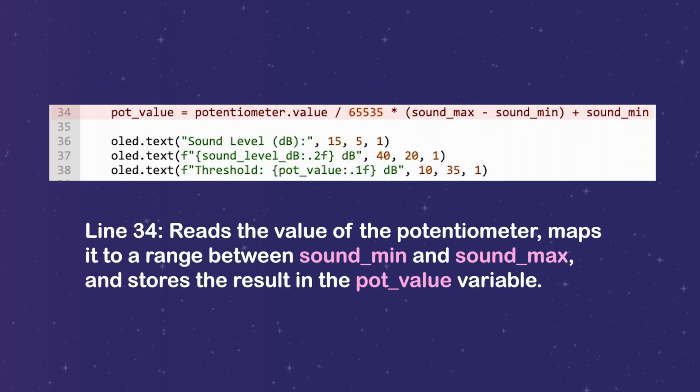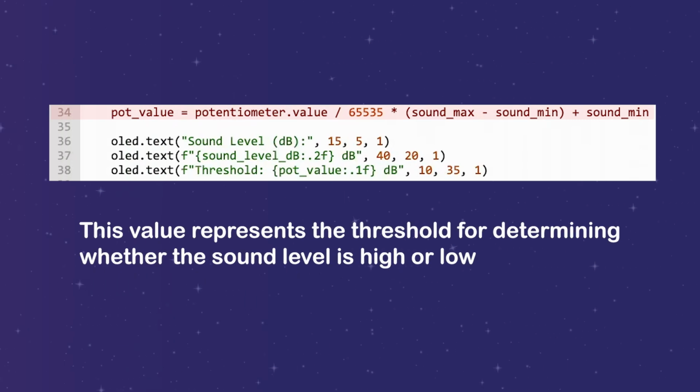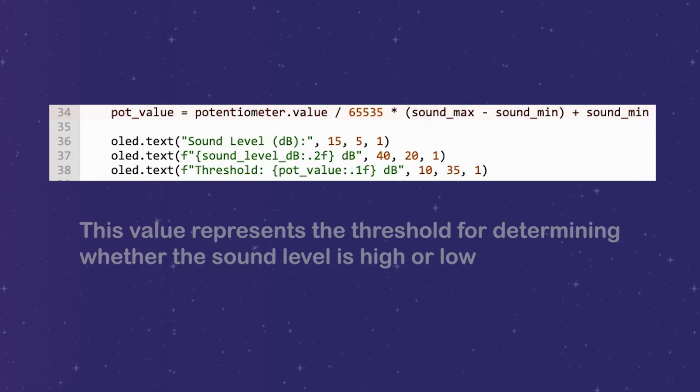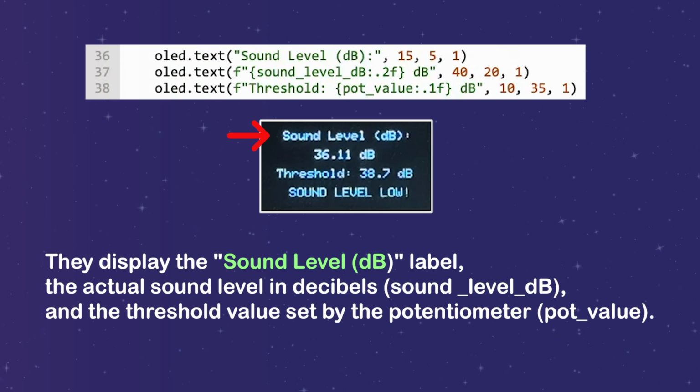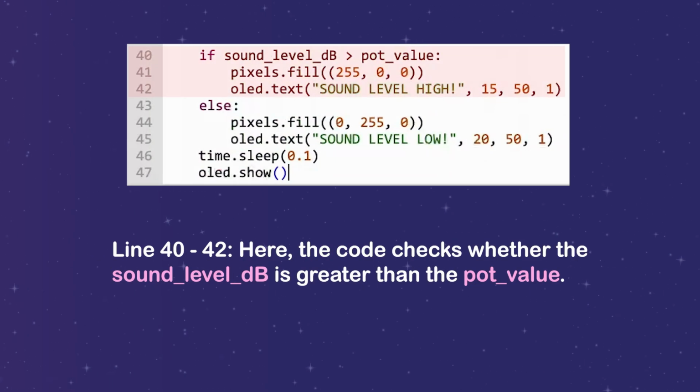Line 34 reads the value of the potentiometer, maps it to a range between sound minimum and sound maximum, and stores the result in the pot value variable. This value represents the threshold for determining whether the sound level is high or low. Line 36 to 38 update the OLED display with the text information. They display the sound level dB label, the actual sound level in decibels, and the threshold value set by the potentiometer.